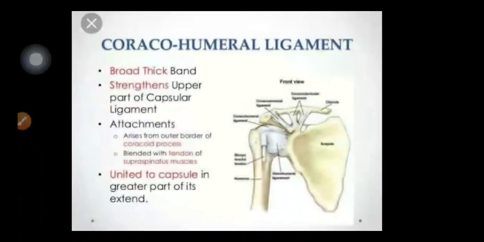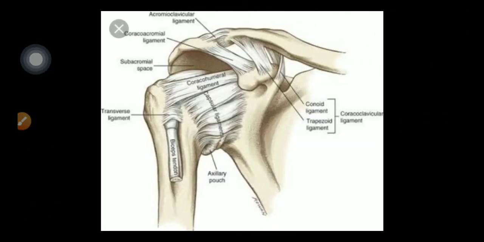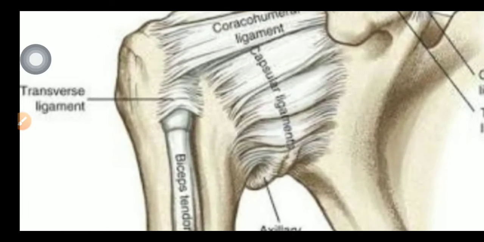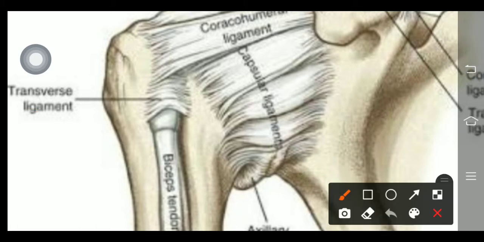The next ligament is the transverse humeral ligament. From the name itself, it is very clear that the transverse humeral ligament is a transverse ligament which extends from the greater tubercle to the lesser tubercle of the humerus. As you can see in this picture, this is the greater tubercle, this is the lesser tubercle, and this is the transverse humeral ligament. Here it is given just as transverse ligament, but it means the transverse humeral ligament.